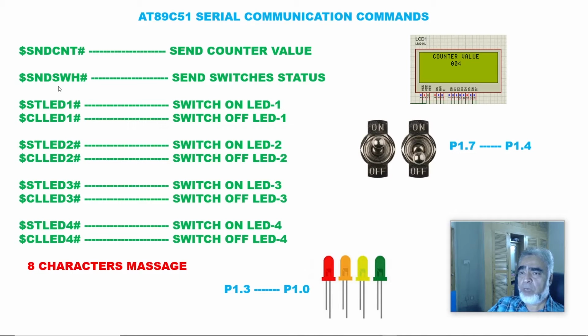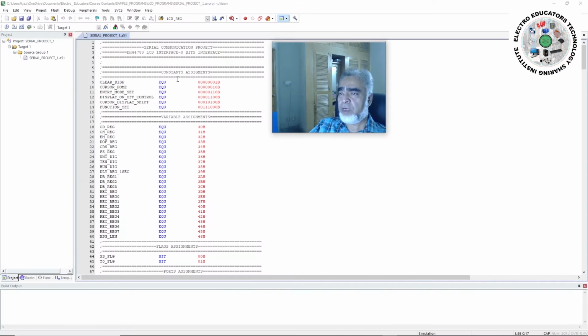And now we will write the command, that is send switch, in the microcontroller to send the status of the switches to the USR terminal. So we will implement the command, that is $SND SWH and hash. And here we can find our previously written program, that is serial communication project.